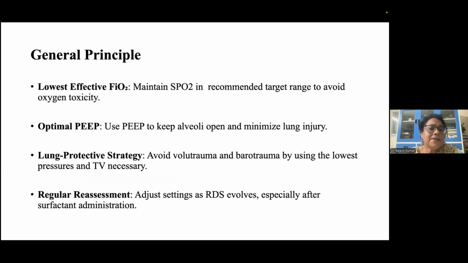The general principles which need to be kept in mind while ventilating babies with respiratory distress syndrome is that we need to give the lowest effective FiO2 to maintain the SpO2 in recommended target range to avoid oxygen toxicity. The PEEP has to be optimal so as to maintain the alveoli in open form, but at the same time to minimize the lung injury. Lung protective strategy has to be there to avoid volutrauma as well as barotrauma by using the lowest pressures and tidal volume necessary, and regular reassessment for adjusting settings as respiratory distress evolves should be done, and especially after surfactant administration.